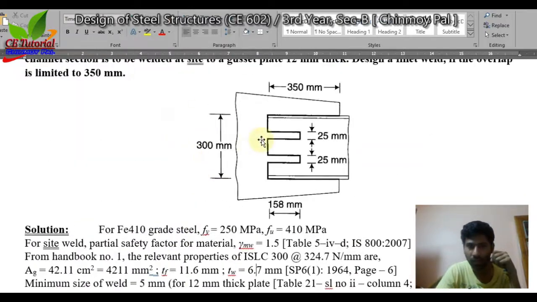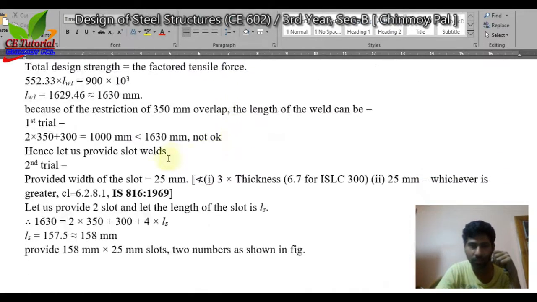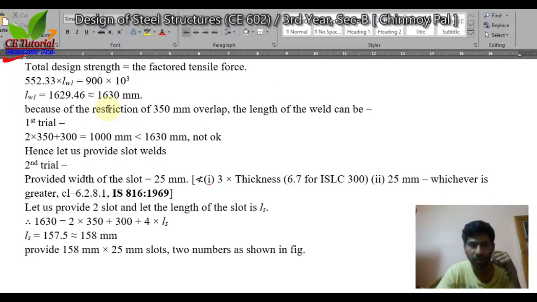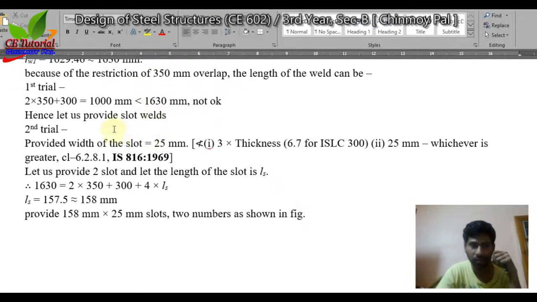Now what should be the length of the weld? We can use this side parallelly and this side also. So 350 plus 300 plus 350. First trial: if we do 350 into 2 plus 300, then total length is 1000 millimeter, which is not sufficient. We need 1630 millimeter. So we have to go to slot weld.